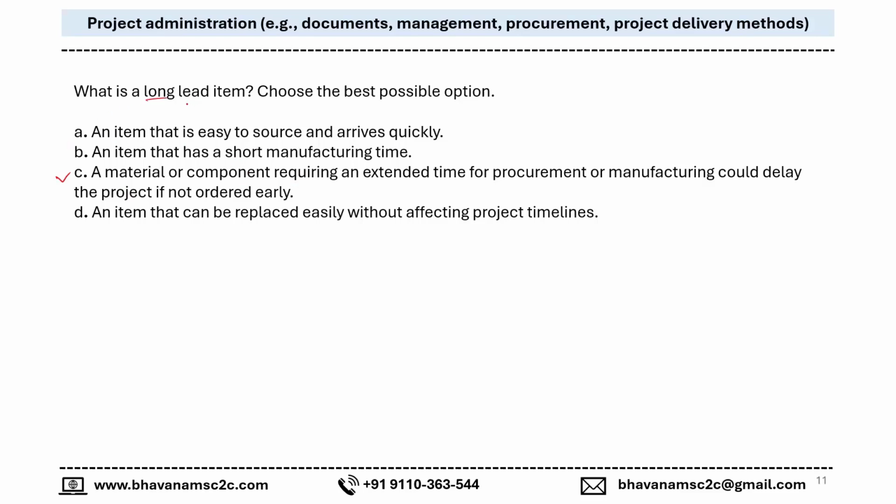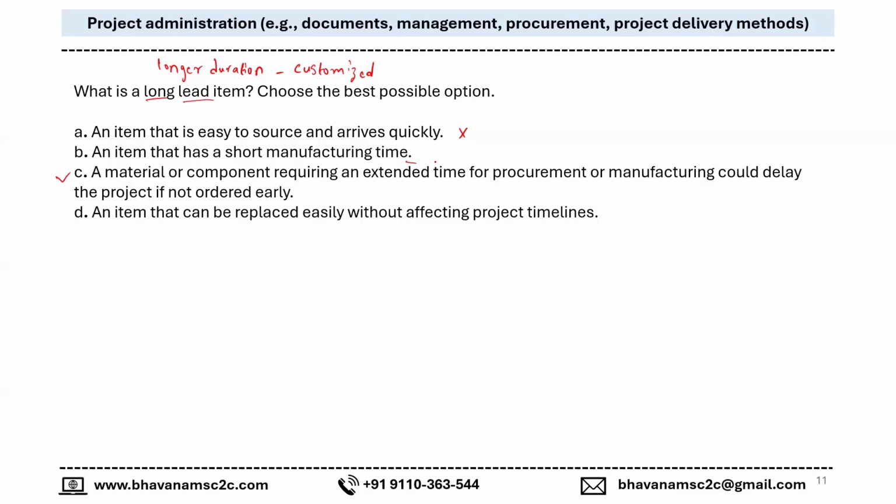A long lead item takes a longer duration, and it is not a regular item. It is generally a customized item. If it is a customized item, it doesn't come quickly. Why? Because the manufacturer has to change their molds or take special attention on it. Since it is a special item, they do not produce it very frequently, and it does not take a short manufacturing time. It takes a larger manufacturing time.